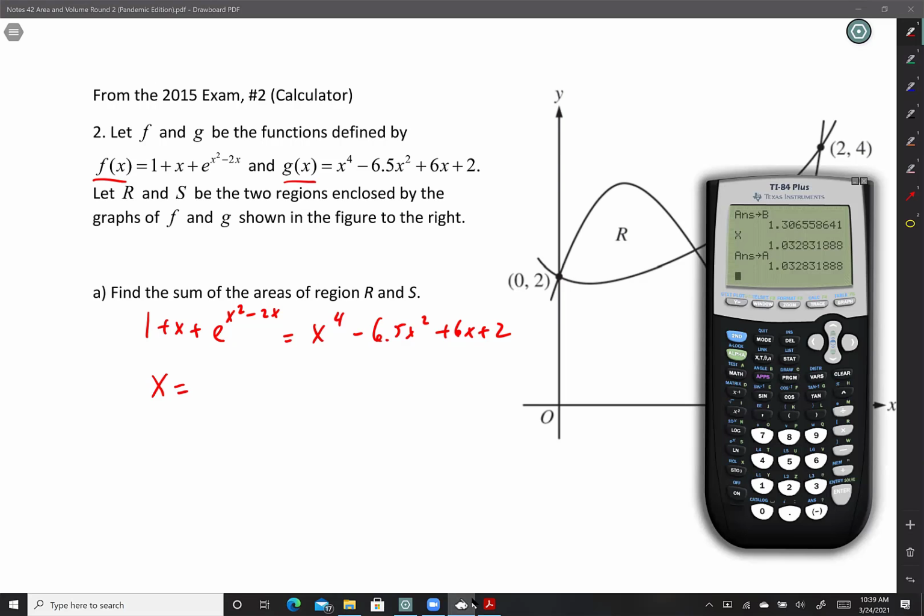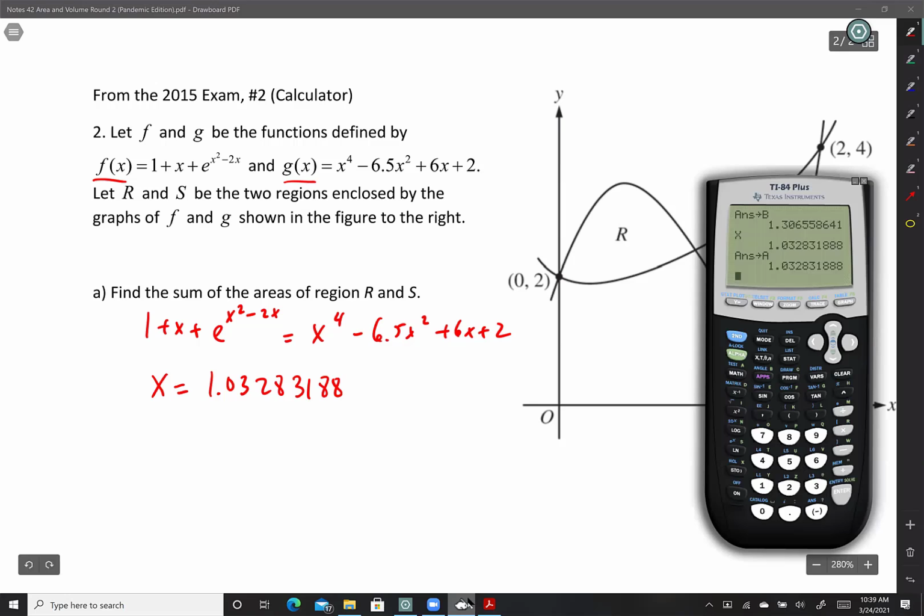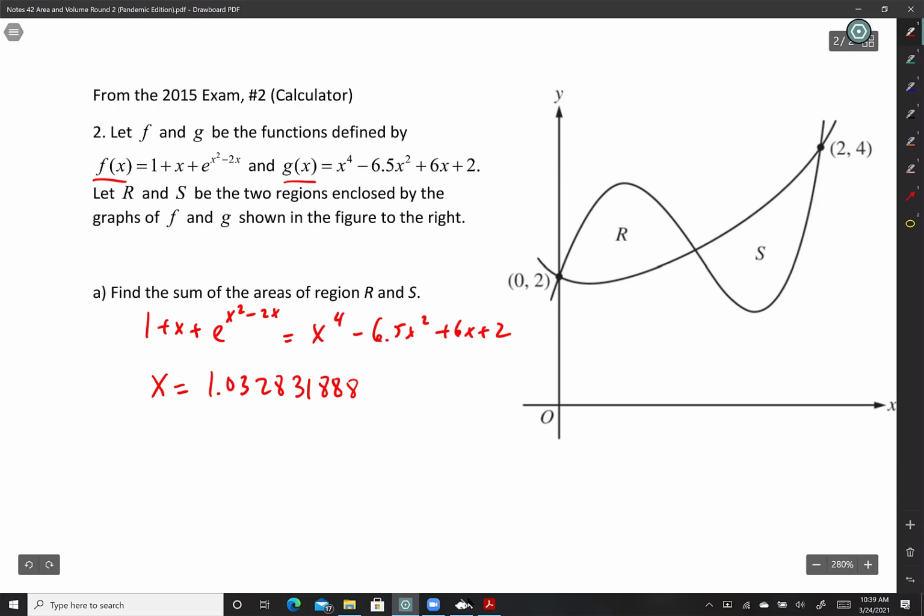1.032831888. So 1.0328, 1.0328. Hook me up with the other digits. 3188. One more. Store that into A. The more digits you can write, the better, in my opinion, when it comes to integrals and all this.